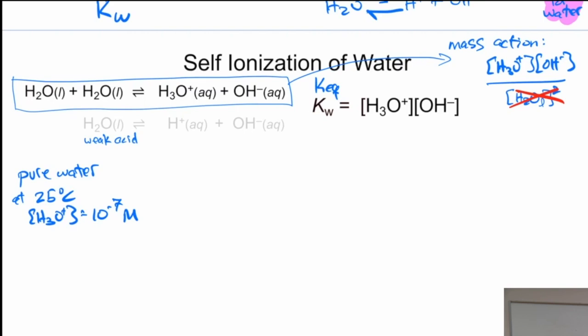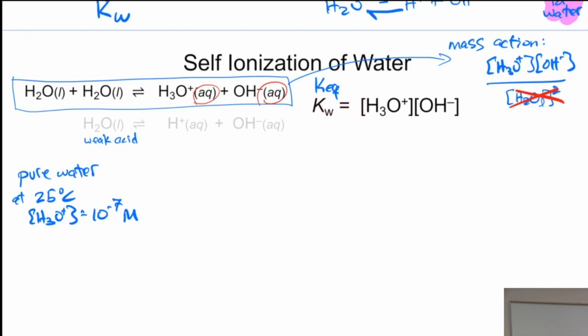Because it's a heterogeneous equilibrium, we only put the things that are in aqueous solution. So, in fact, it looks exactly the same. That is the mass action expression. K sub W is the mass action expression for the self-ionization of water.